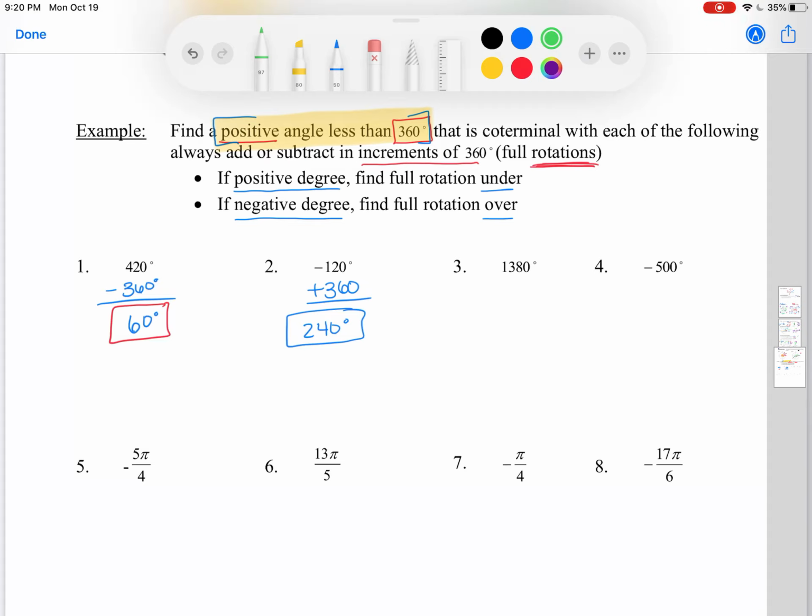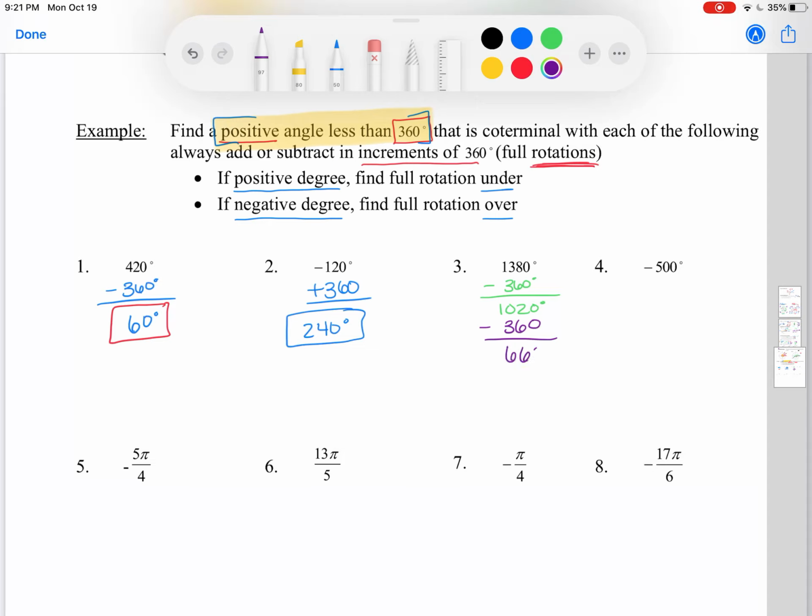Now for question 3, however, I have 1,380 degrees. That's quite a big angle. So it's way over that 360 that my limit is, but I'm still going to repeat the process. I'm still going to subtract 360, see where that takes me.